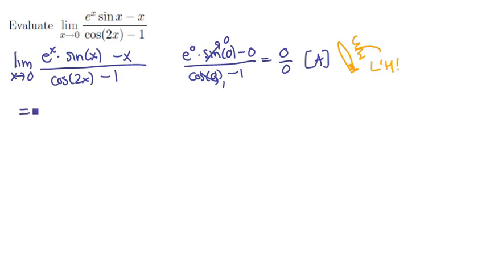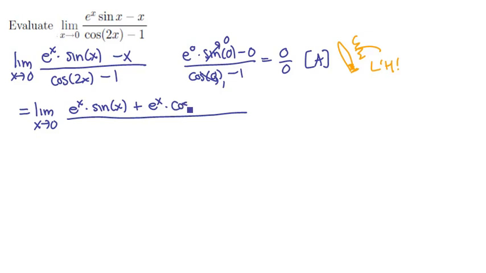We'll have the same limit, the limit as x tends to 0, but we'll replace the top by the derivative of the top. So using the product rule here, we'll have the derivative of the first times the second, plus the first, e^x, times the derivative of the second, cos x, then minus the derivative of x, or minus 1. On the bottom, the derivative will be negative sine of 2x times the derivative of 2x, or 2, and the minus 1 contributes nothing. So let's clean this up a little bit here.